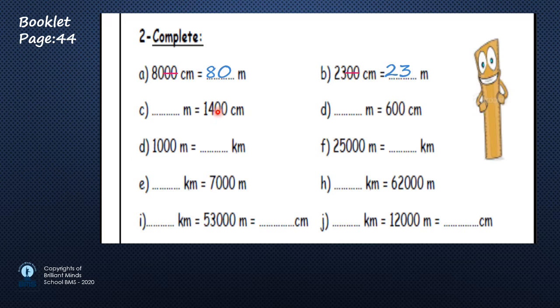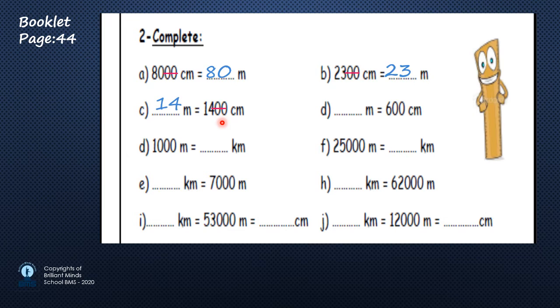Number C, space meter equal 1400 centimeter. Where is the completed part? We said the completed part, which we don't have any space in this part. So the completed part, 1400 centimeter. So we are moving from centimeter to meter. From small to big, we are getting smaller. That means we gonna divide, which is mean cancel zeros. Divided by how much? 100. So we're gonna cancel how many zeros? 2 zeros. What left? 14.